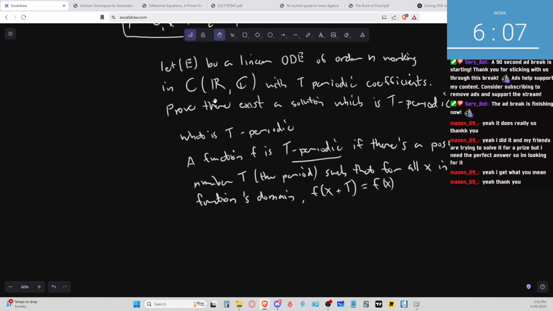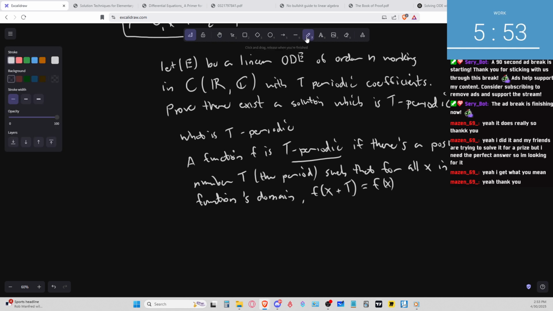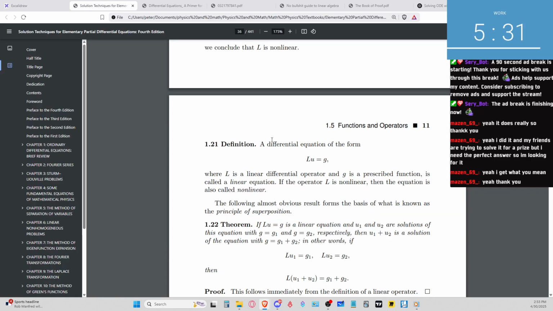Okay, so a function is T-periodic if there's a positive T. So what we can say, basically this, let's say it's a function of order n. I'll put f_n, and it's a differential equation. The reason why I'm using L is because of this particular chapter, or this section, I should say.